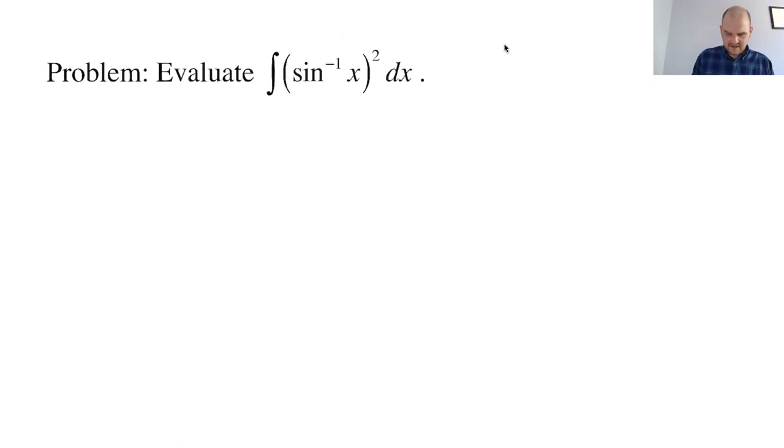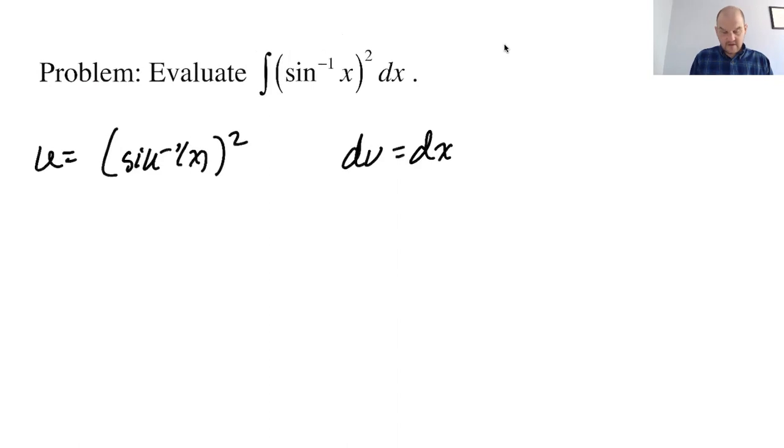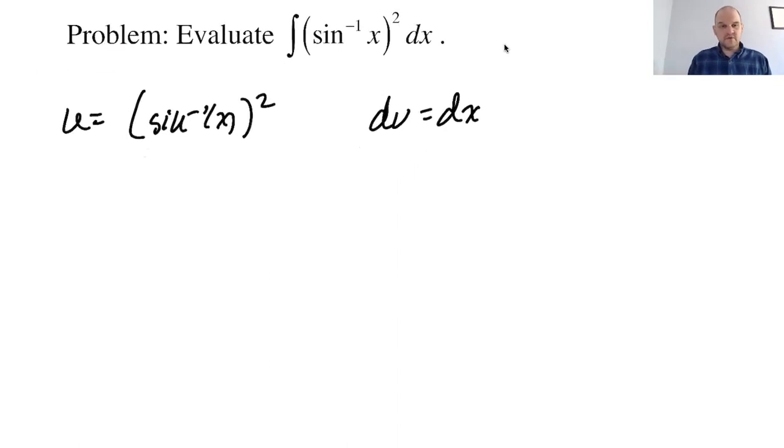So what I'm going to do instead is make u equal something gross, and then dv is just dx, and we'll see. I can integrate dv, so that's good. I can find the derivative of u, so that's good. The question is the result. What do we want to do with that?